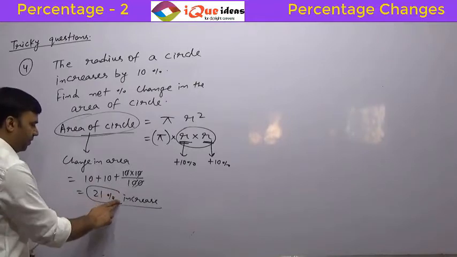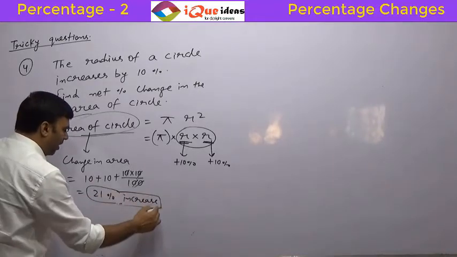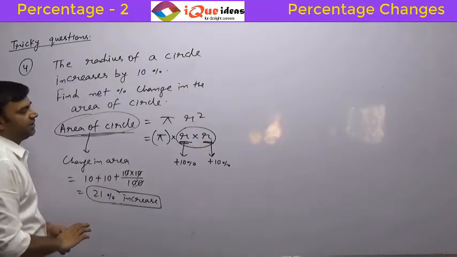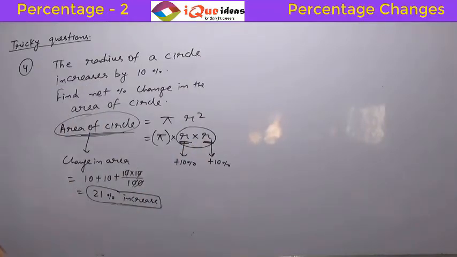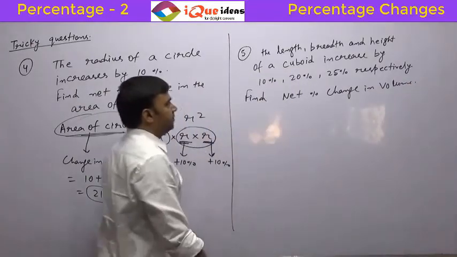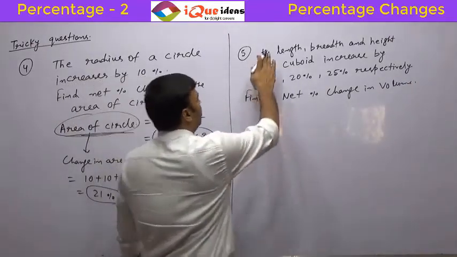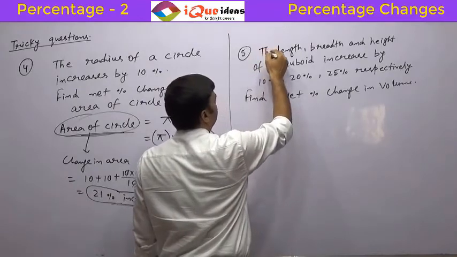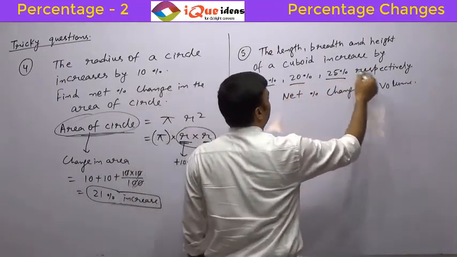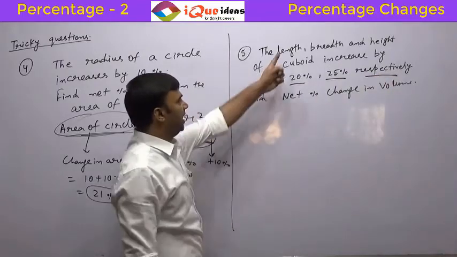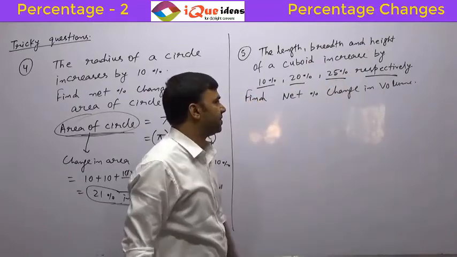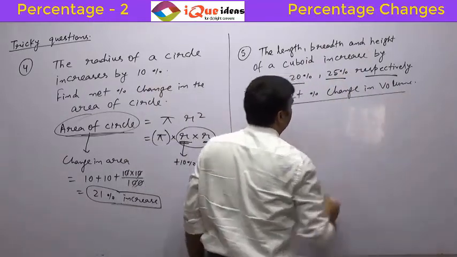Okay. So this is one very beautiful situation. Wherever there is a product, change in the final quantity can be calculated as a successive change in the component quantities. Alright. Let's take one more question. Now this question says the length, breadth and height of a cuboid increase by 10%, 20% and 25% respectively, right? So the length increases by 10%, breadth increases by 20% and height increases by 25%. Find net percentage change in volume.